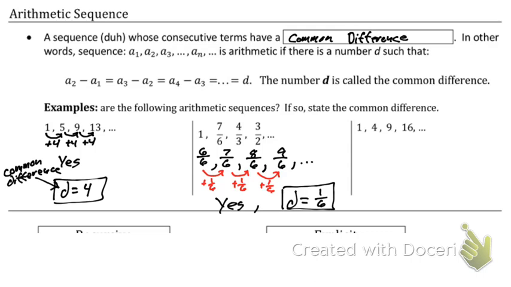Our last one is not going to be arithmetic, because if I look at it, we are going to add 3. Then we're going to add 5. As soon as I added 5, you don't have to check any further, but we can go further. This is plus 7. There is no common difference. I'm not adding the same number over and over. I'm adding 3, 5, and 7. So this is just no. It is not arithmetic. So if I ask you to do anything with an arithmetic sequence, you just can't with that one.